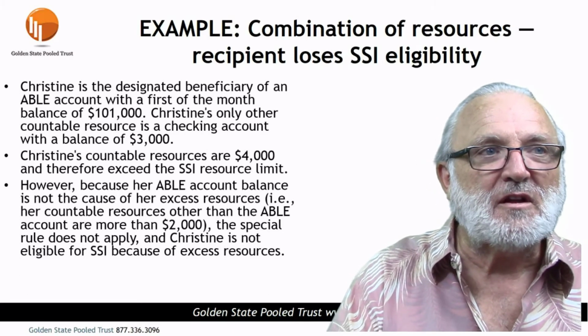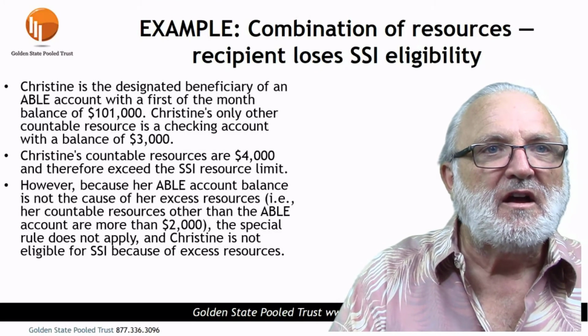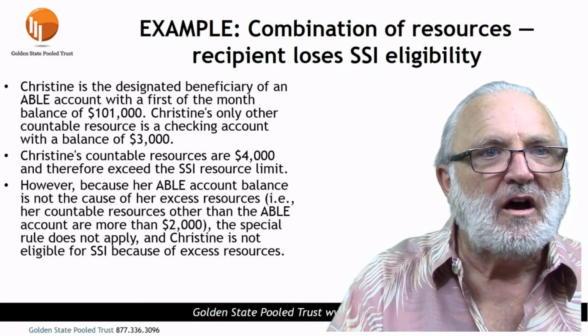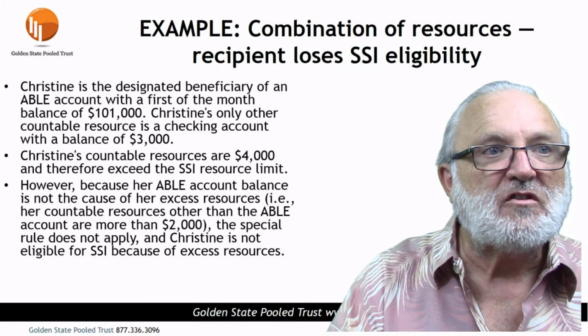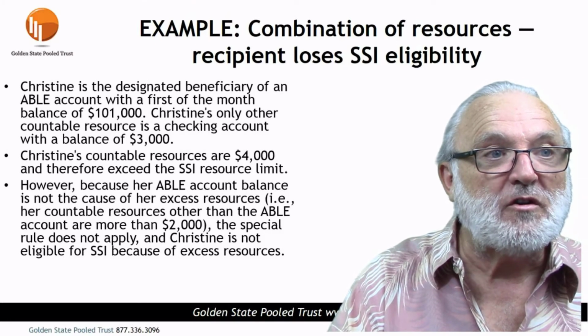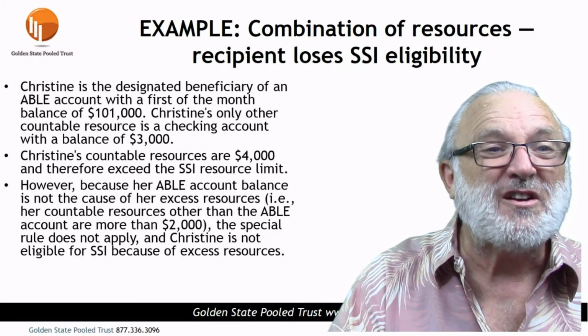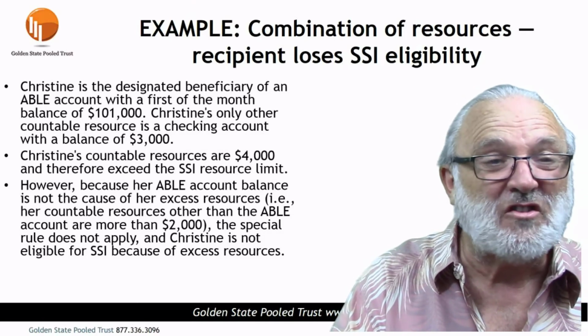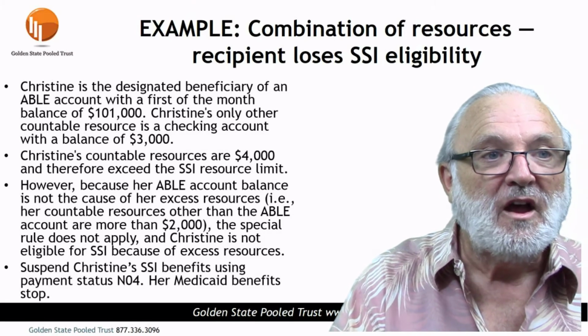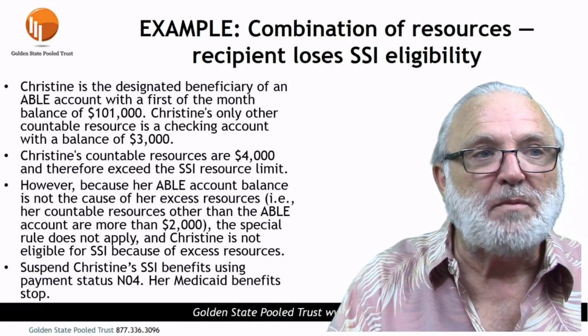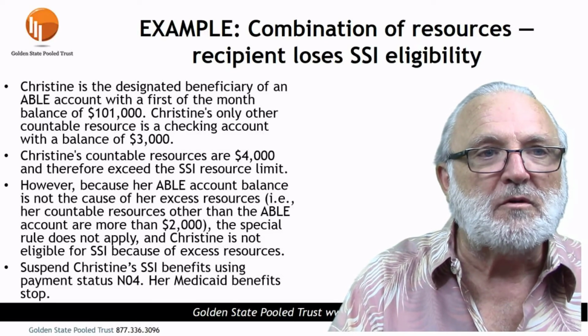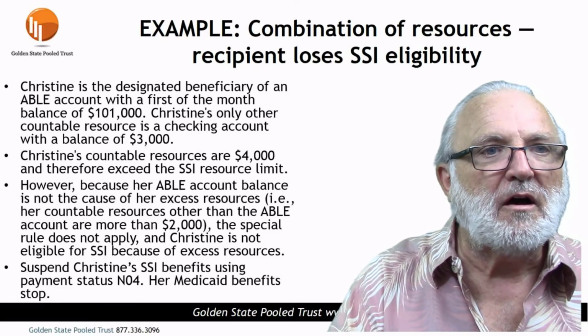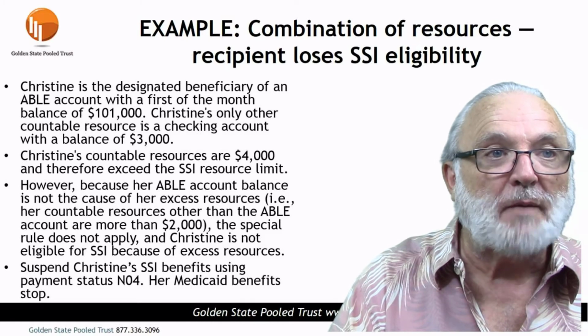However, because her ABLE account balance is not the cause of her excess resources here, the special rule does not apply, and Christine is not eligible for SSI because of excess resources, not because of the ABLE account. Suspend Christine's SSI benefits using the normal process and her Medicaid benefits will stop.